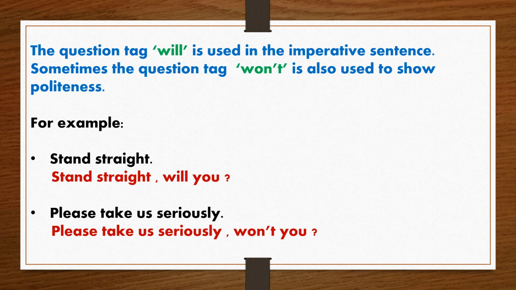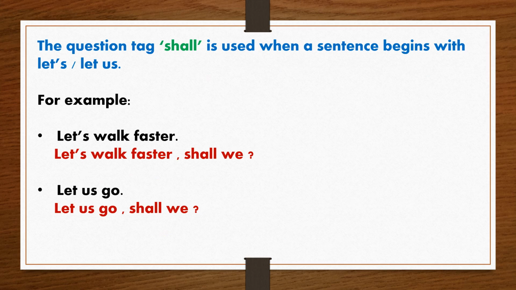The question tag will is used in the imperative sentence. Sometimes the question tag won't is also used to show politeness. For example, stand straight. Stand straight, will you? Please take us seriously. Please take us seriously, won't you? The question tag shall is used when a sentence begins with let's or let us. For example, let's walk faster. Let's walk faster, shall we? Let us go. Let us go, shall we?